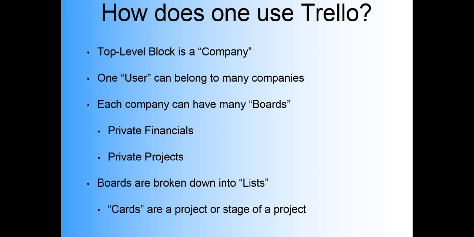The top-level block in Trello structure is a company. As a user, you can belong to many companies, where you can have many boards. The default company is called My Boards, which you can use for your private boards like private financials or private projects. Boards usually contain many projects. A good example of a board name can be IT projects or marketing projects.